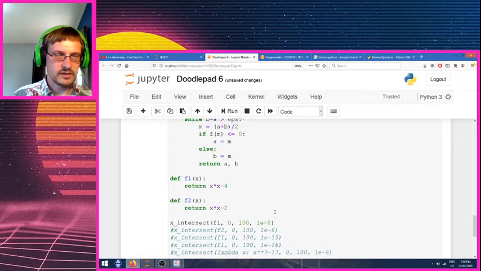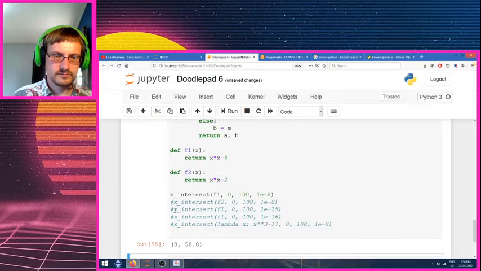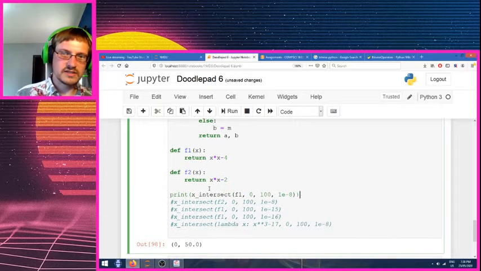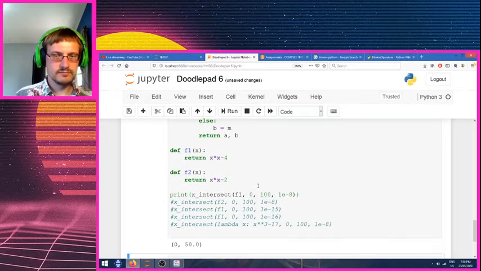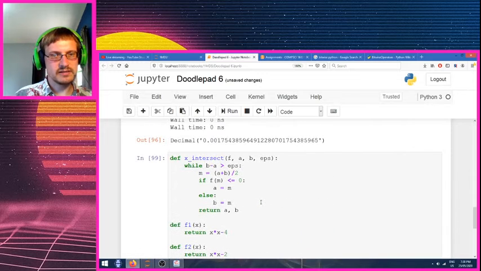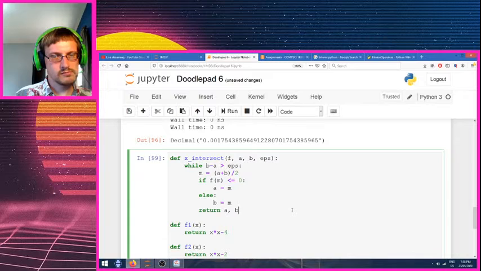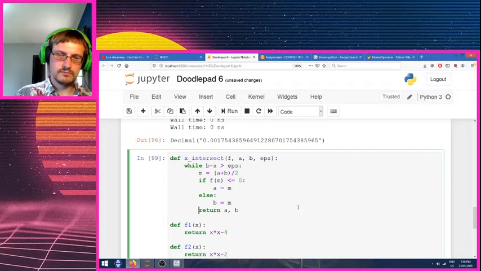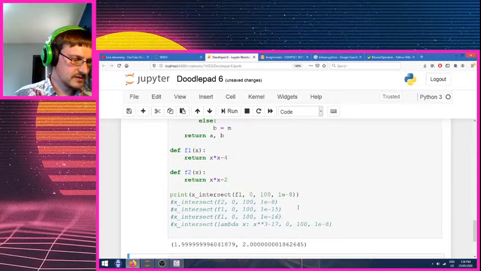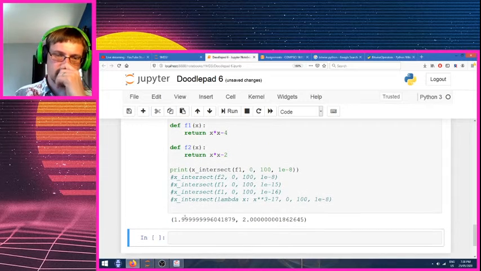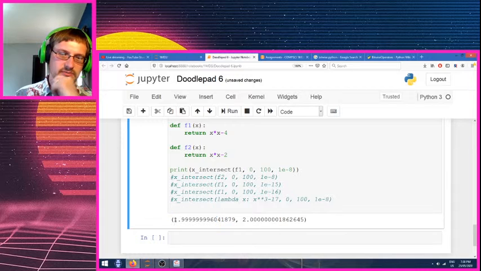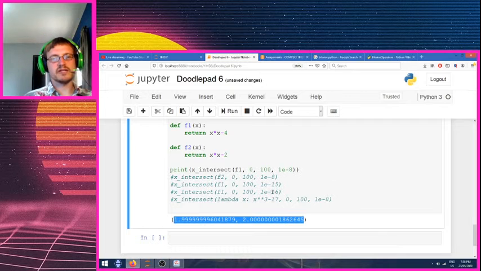So the interval that we find for this one, because see, it's returning the interval, is 0.50. Why isn't it still executing? That's interesting. Oh, there we go. I got my indentation wrong. Thank you. So there you go. Our x-intercept is somewhere between these two values. This is true because we know that it's 2.